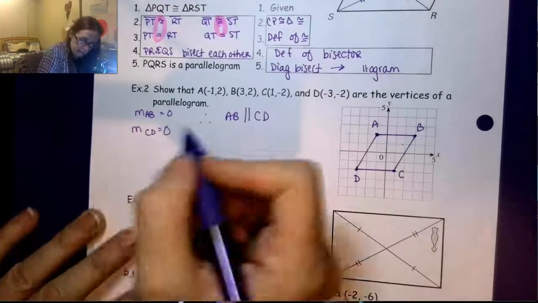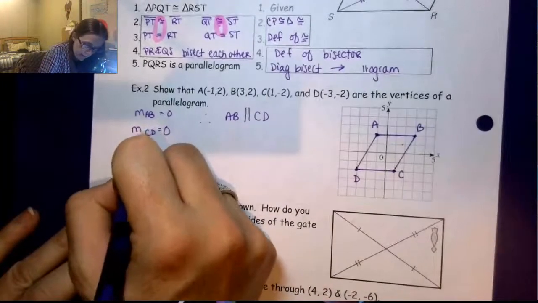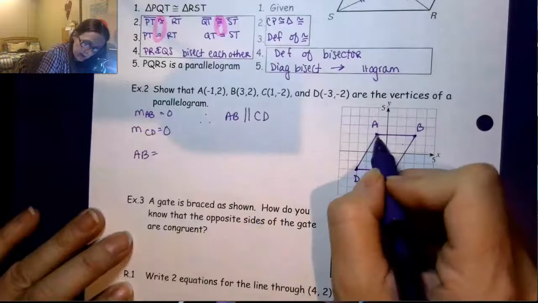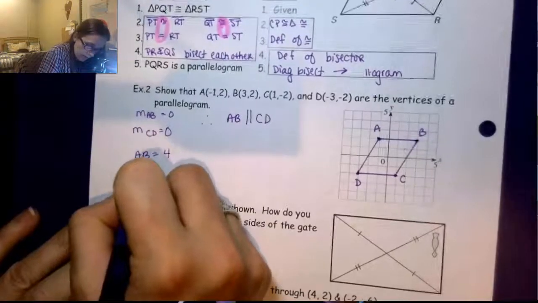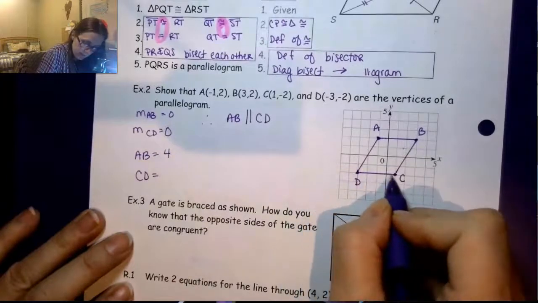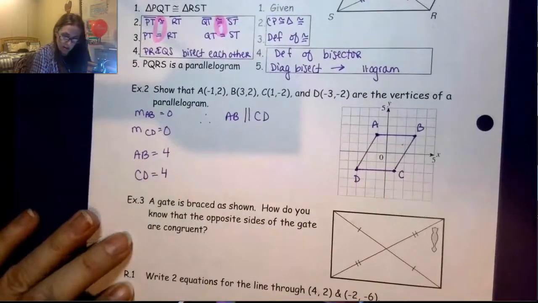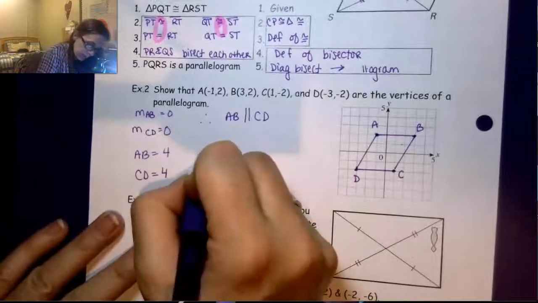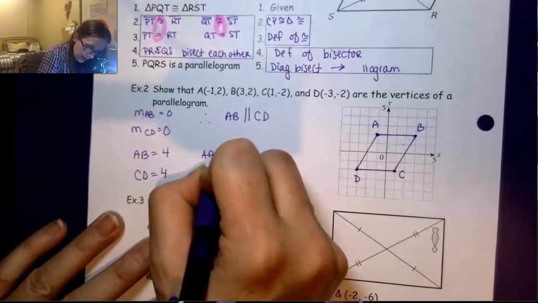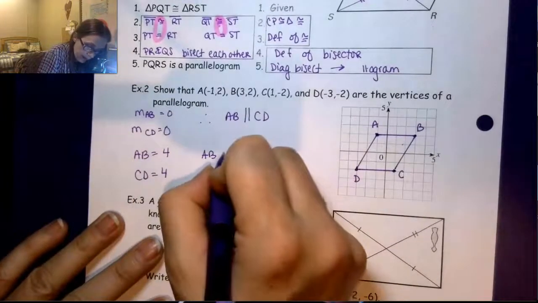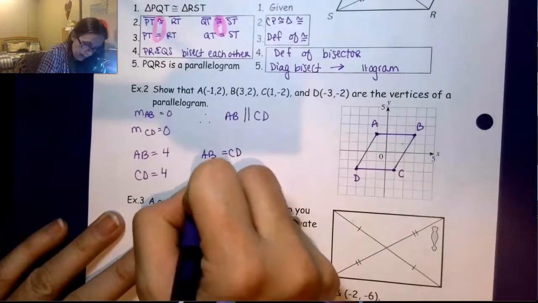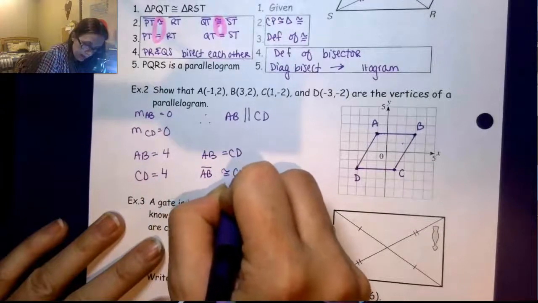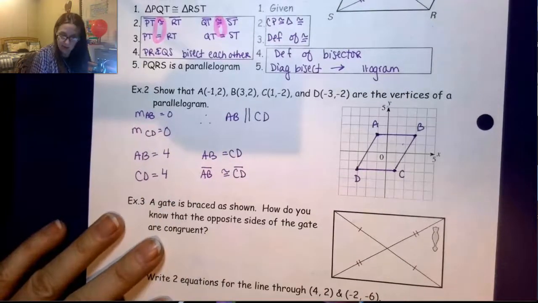So again, that's one way you could have done it, and it is not wrong. But I could also do this. What if I said the distance of AB? What is the length of AB? It's 4. What is the length of CD? It's 4. So if they're congruent, or if they're equal, is AB equal to CD? Meaning that line segment AB is congruent to line segment CD.